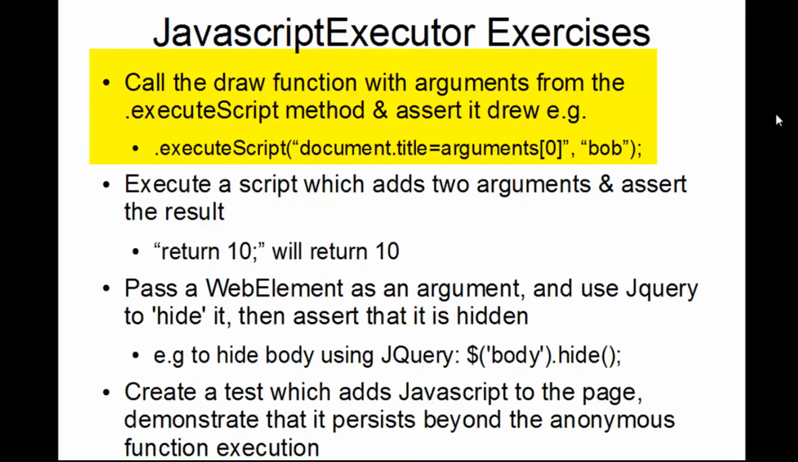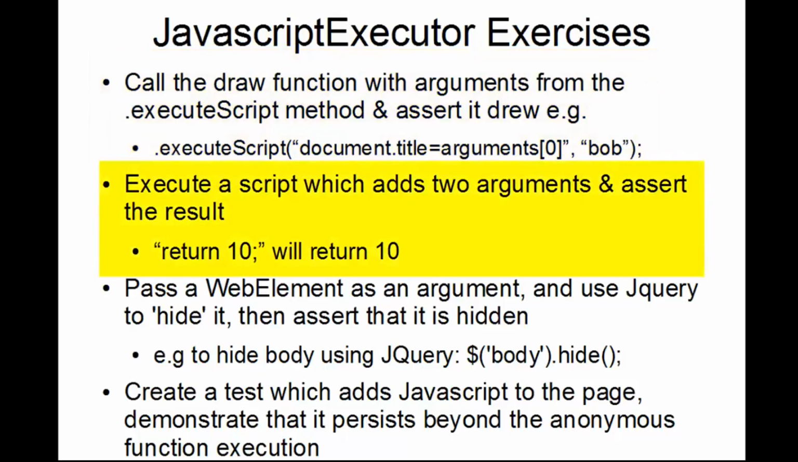And what I want you to do is write a test which calls the draw function using arguments with the execute script method and assert that what you wanted was drawn. Issue the commands through the console and you'll see what happens and you'll see what to assert on. Next thing is basic JavaScript. Could be done pretty much on any page where you execute a script which adds 2 arguments and then just assert on the result. So this is basically checking that you can return results from the execute script function.